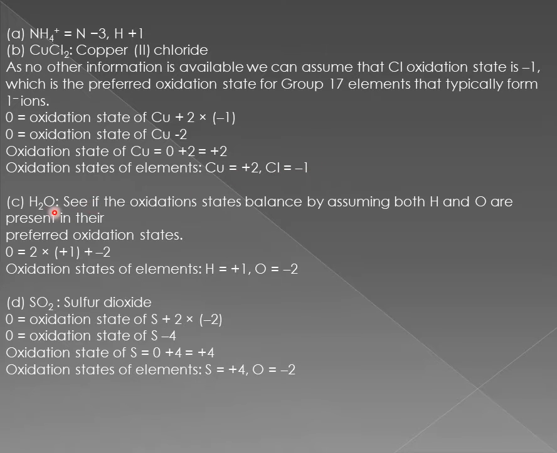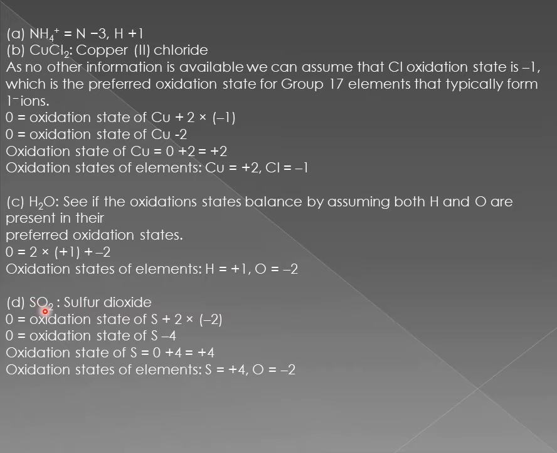Next, water. As we know, hydrogen is always, or most of the time, +1, and oxygen is -2. Let's try this oxidation state for hydrogen and oxygen. So 0 equals 2 times +1, this is for hydrogen, plus -2 of oxygen, so it equals 0. So it's correct: hydrogen +1, oxygen -2 in the water molecule.